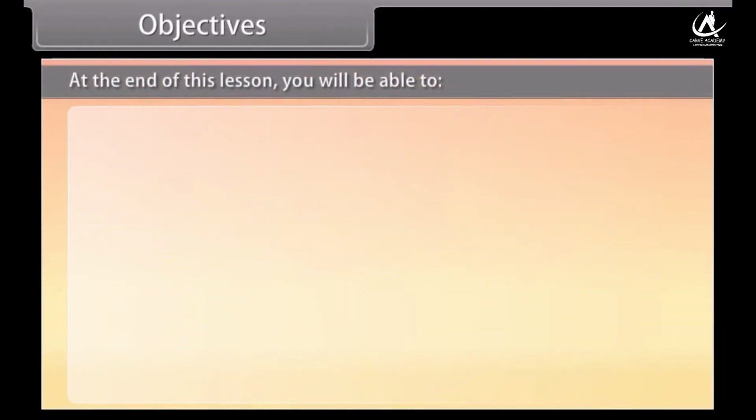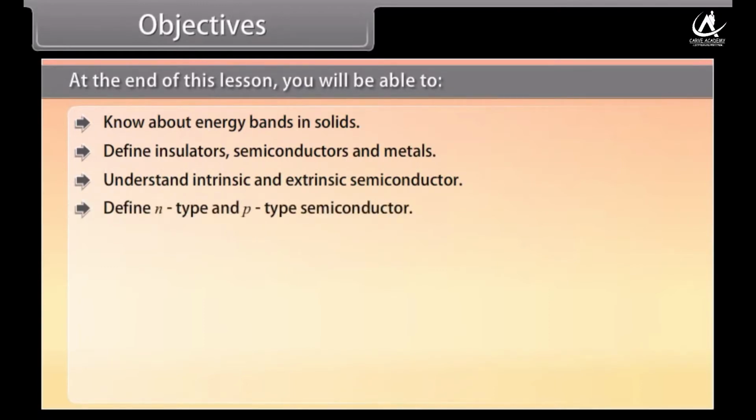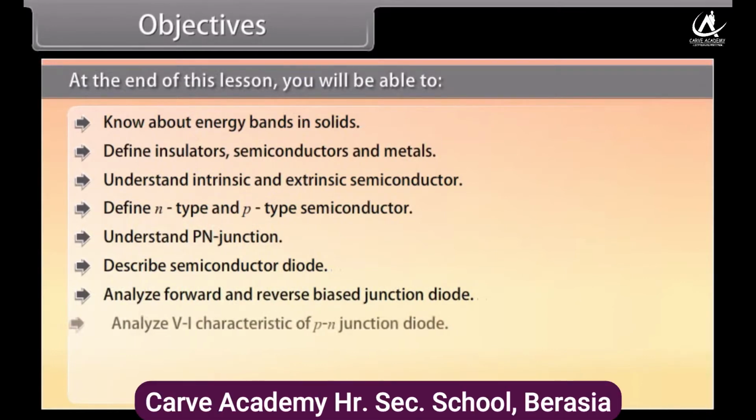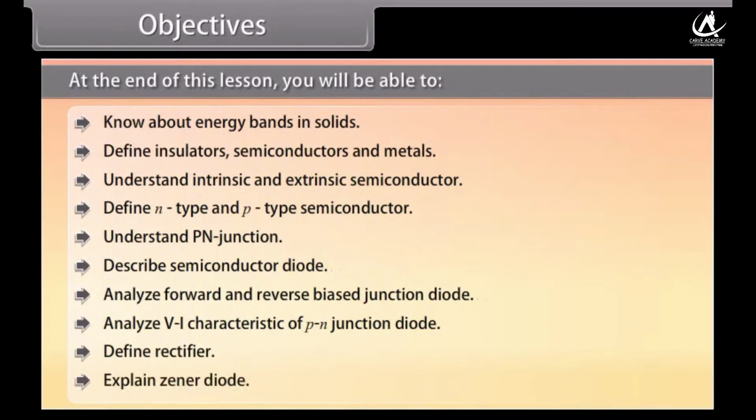Objectives. At the end of this lesson, you will be able to know about energy bands in solids, define insulators, semiconductors and metals, understand intrinsic and extrinsic semiconductors, define N-type and P-type semiconductors, understand the P-N junction, describe the semiconductor diode, analyze forward and reverse biased junction diodes, analyze the V-I characteristic of a PN junction diode, define a rectifier, and explain the Zener diode.